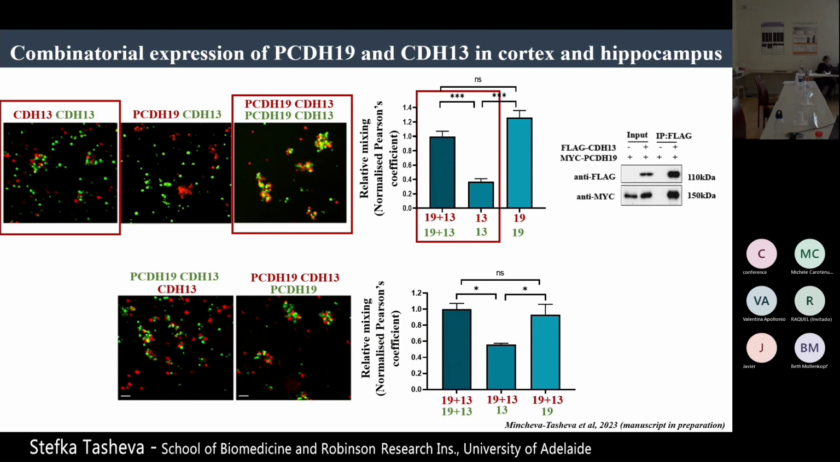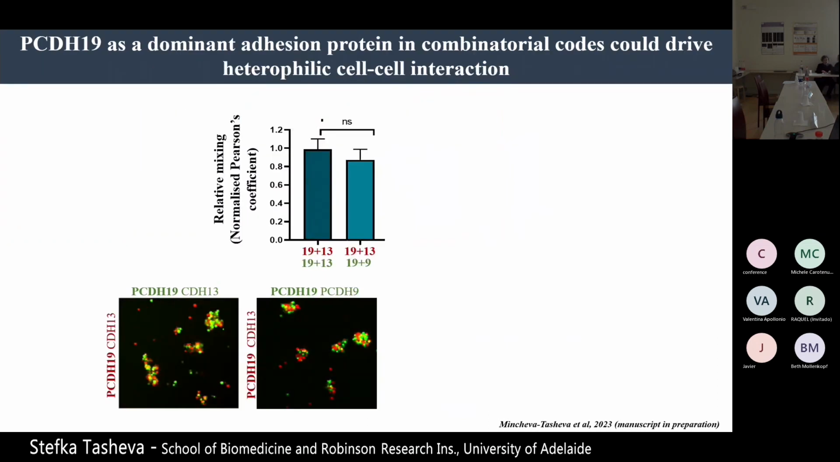So next we wanted to investigate whether PCDH19, as a dominant protein composing two different heterophilic codes, is enough to drive the interaction between them.